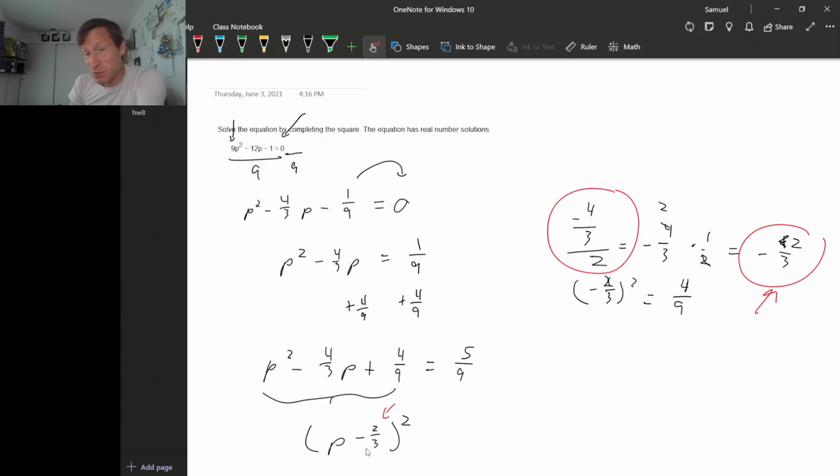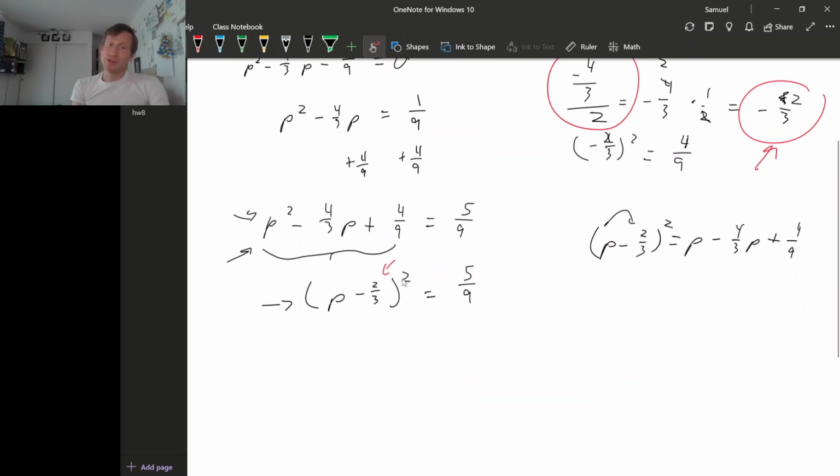Now that we know that's what it should be, we can actually multiply this out to see if we do get the line above. So p minus 2/3 squared, that's p times p, and then p times 2/3 twice, so that's 4/3. Then p plus 2/3 times 2/3 is 4/9. So you see that is what we had up here. So this is how it factors. And then on the right side, 5 over 9.